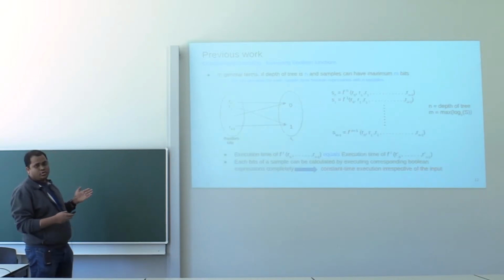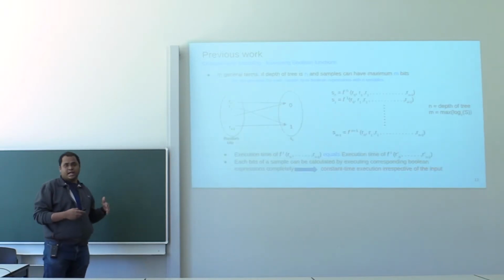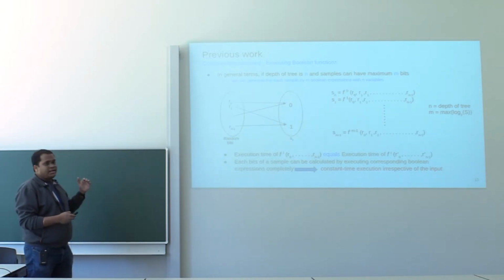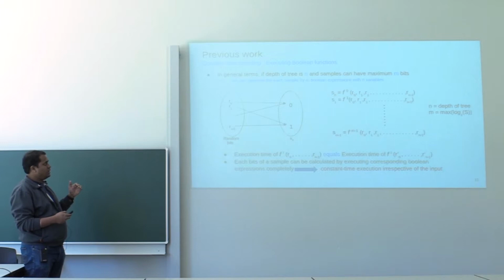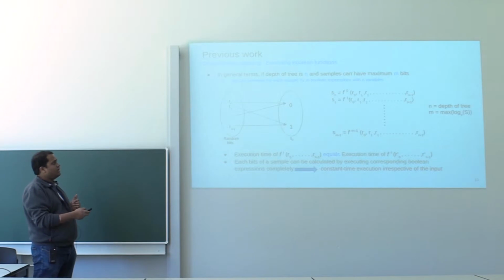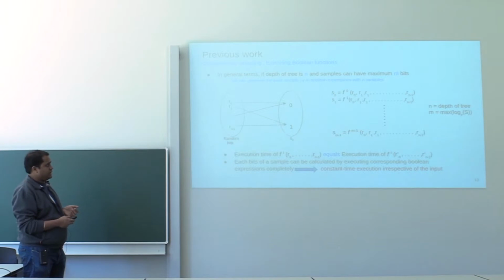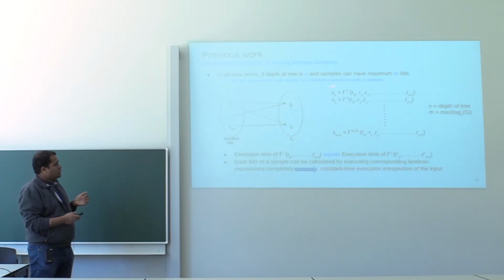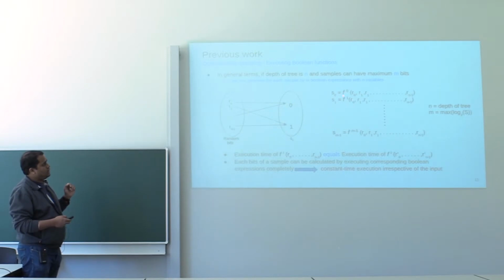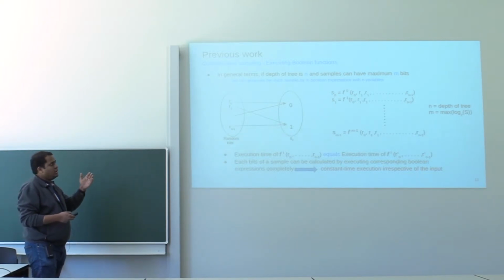If I say it more generically, if our samples can have a maximum of m bits, I can express each sample by m Boolean expressions. If the depth of the tree is n, then each expression has n binary variables. And notice that each of these Boolean functions is the same and doesn't depend on the values of the random bits from one execution to another.